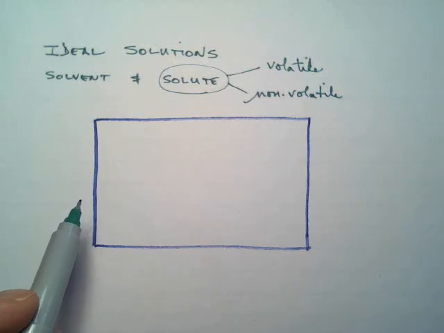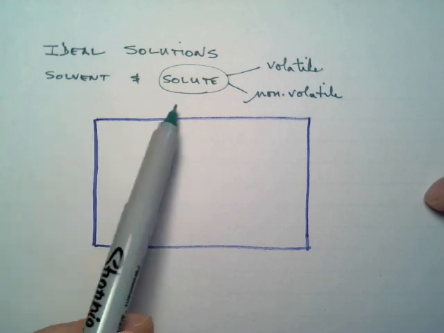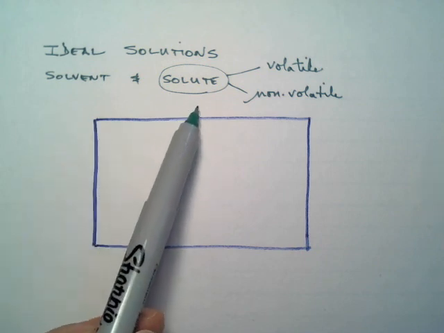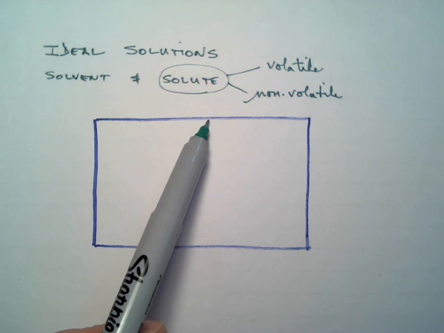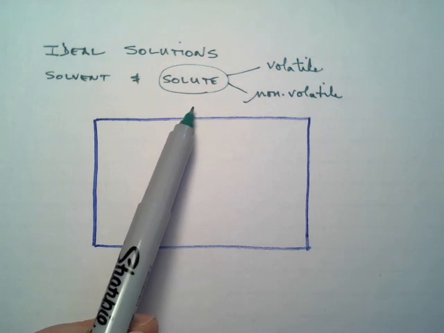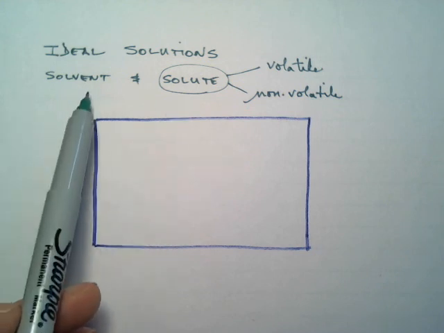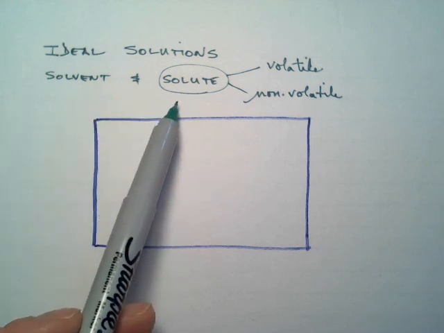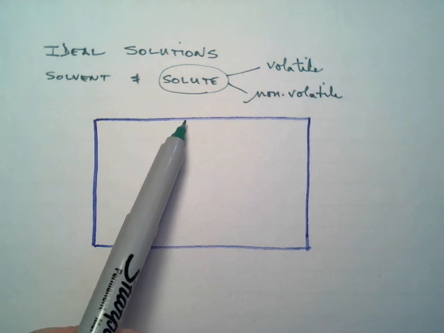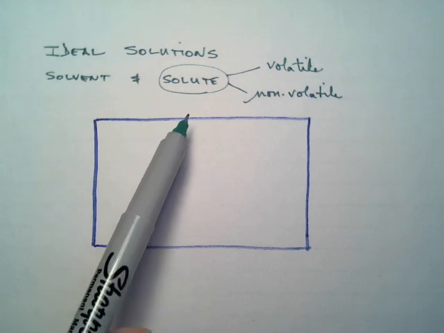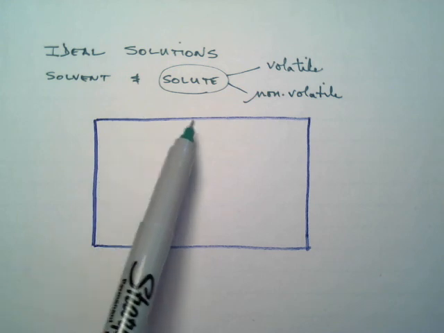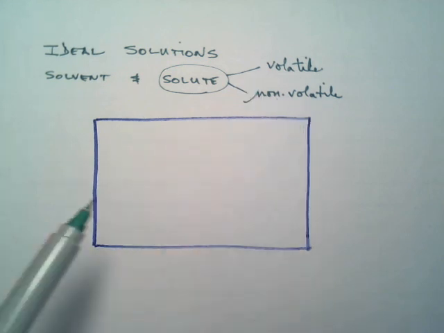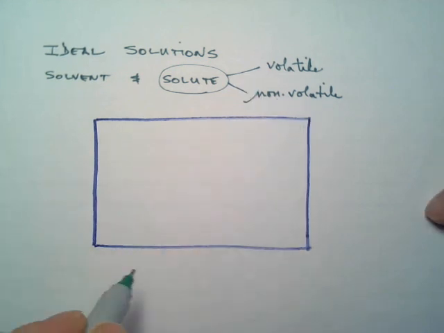Let's spend some time talking about ideal solutions. So we have a solvent and a solute, and your solute can either be volatile or non-volatile. And I think the diagram that we've looked at together already considered a solvent with a volatile solute, and so we talked about an ideal solution being comprised of two liquids. But let's consider a non-volatile solute for the moment.